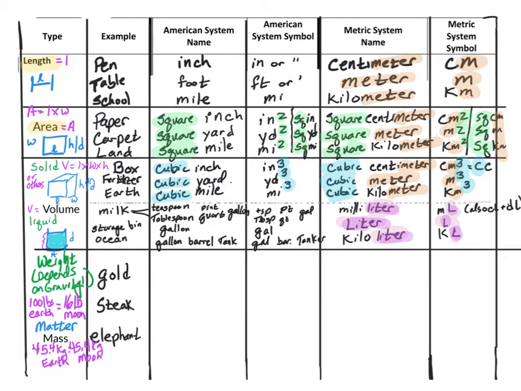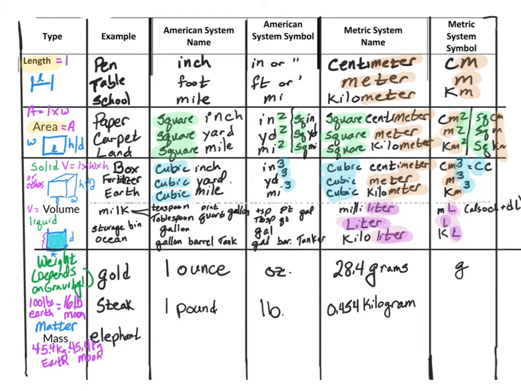So if I were shopping for some gold, in the American system I might buy 1 ounce of gold, abbreviated OZ, whereas in the metric system I would have to buy about 28.4 grams of gold, and that again has the abbreviation G. Now grams is our base unit. If I went shopping for a steak, I might buy one that was 1 pound. The abbreviation for pound is LB, or in the metric system I would buy about 0.5 kilogram of that same steak. The abbreviation there is kg.